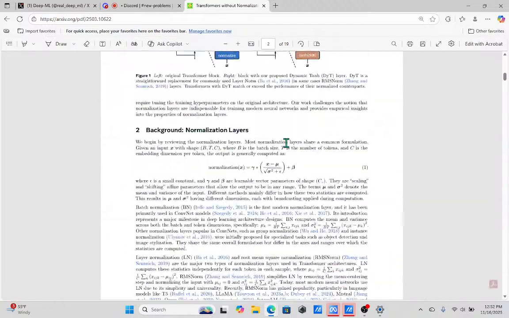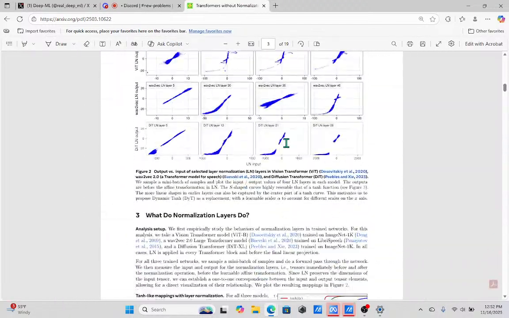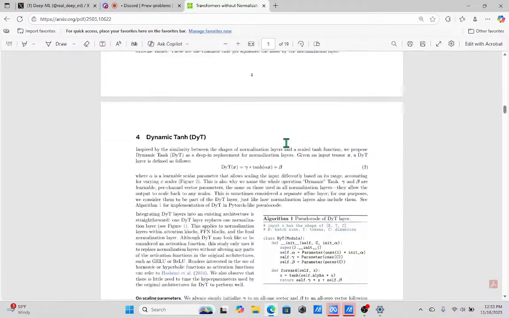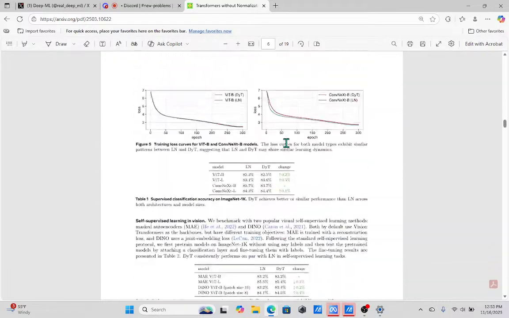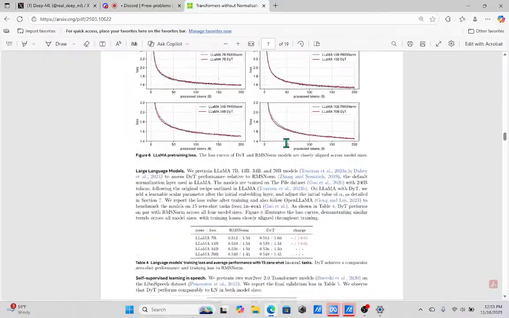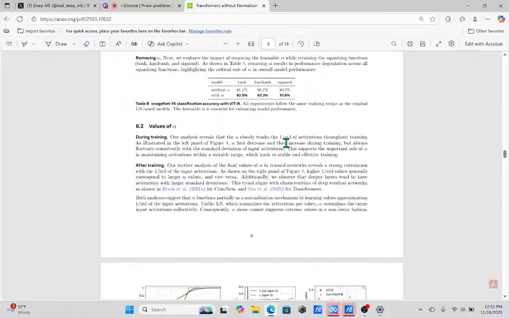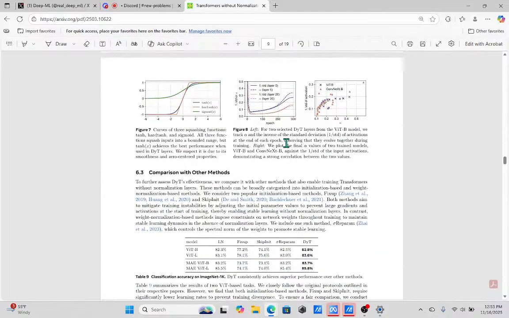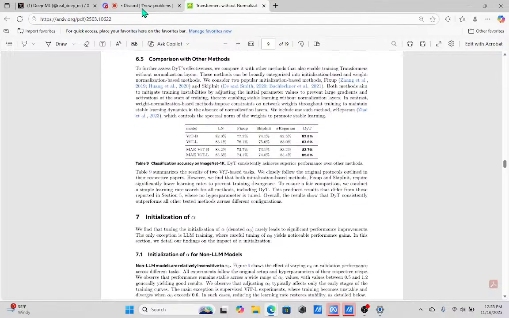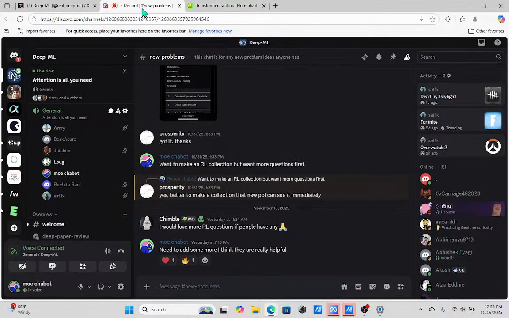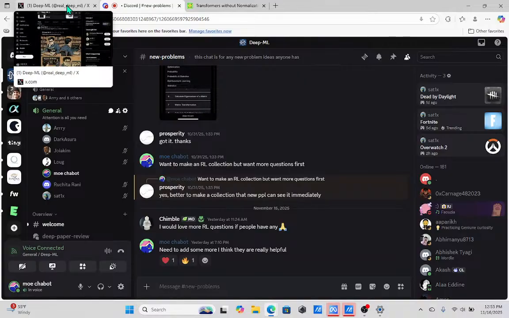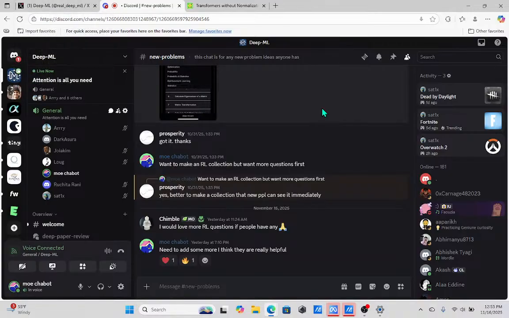Yeah, it sounds like a pretty interesting paper. Maybe we'll do a vote for the next paper, because I know some people wanted to do FlashAttention as well. We'll just do a vote every week. We'll have 5 options, and whichever one wins, we'll do the following week. I'll try to make a collection on DeepML for it.